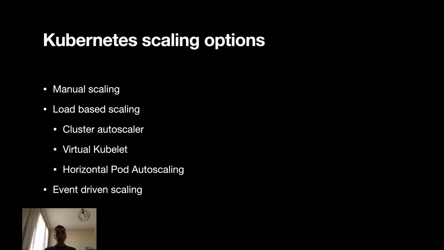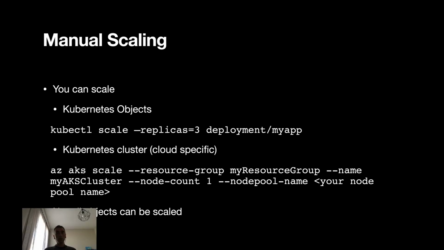There are manual scaling options. There is load-based scaling, which includes cluster autoscaler, virtual kubelet, and horizontal pod autoscaling, and there is event-driven scaling. Event-driven is a separate scaling mechanism, which is going to be the last part. So let's take a look into them in more detail.